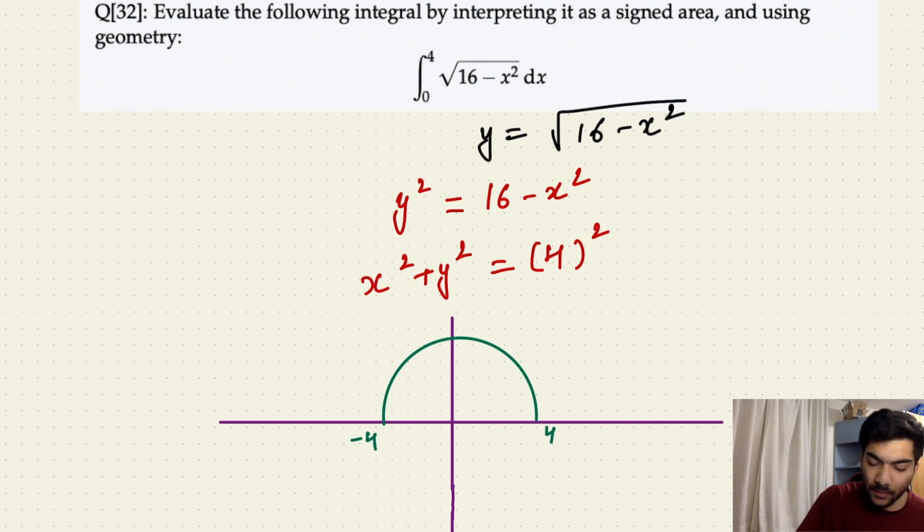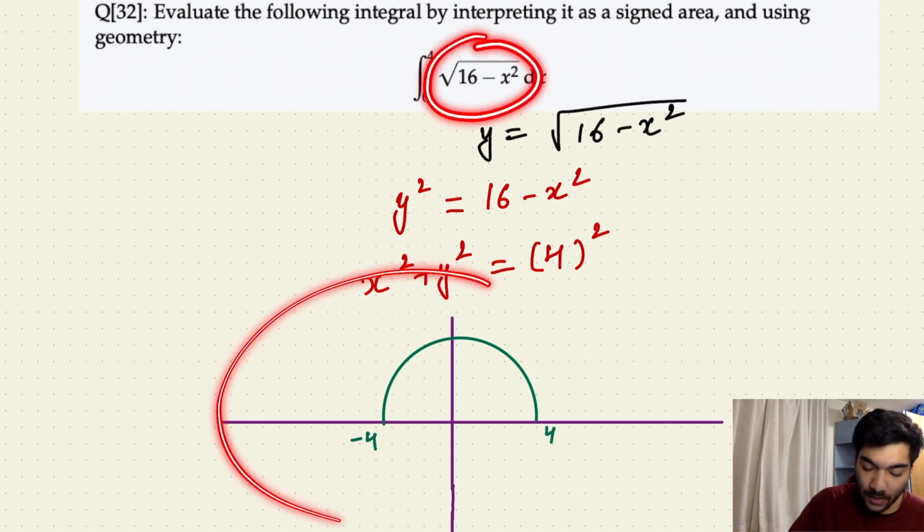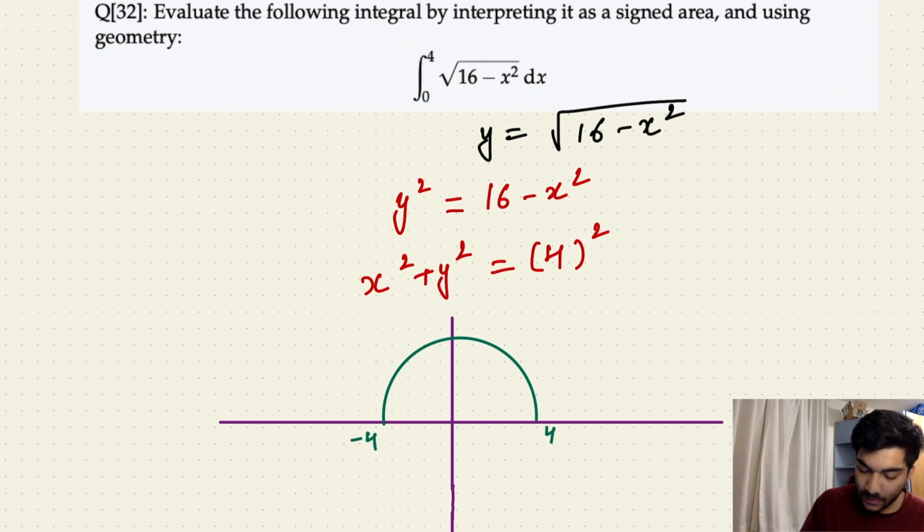And now the process is pretty simple, right? I just have to calculate the area under the curve of this function, which is this sketch, between the intervals x equals 0 to x equals 4, which is from this point to this point, which is also the area under the curve represented by this region, right?